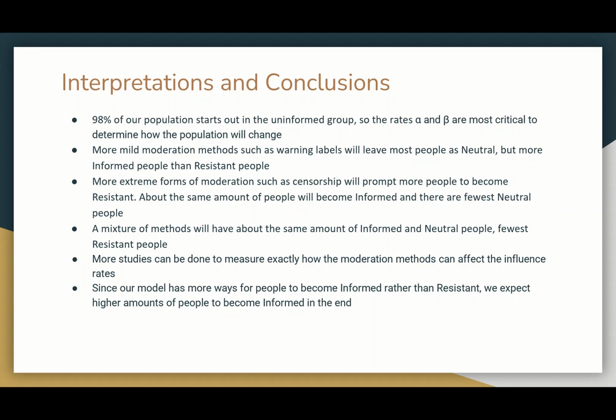And we figured that this happens because, just from the diagram, there are more pathways to becoming informed rather than resistant. So more extreme forms of moderation like censorship will prompt people to become resistant. About the same amount of people will become informed, and there are fewer neutral people. A mixture of methods will have about the same amount of informed and neutral people and fewer resistant people. More studies can be done to measure exactly how moderation methods affect the influence rates. Since our model has more ways for people to become informed rather than resistant, we expect higher amounts of people to become informed in the end.